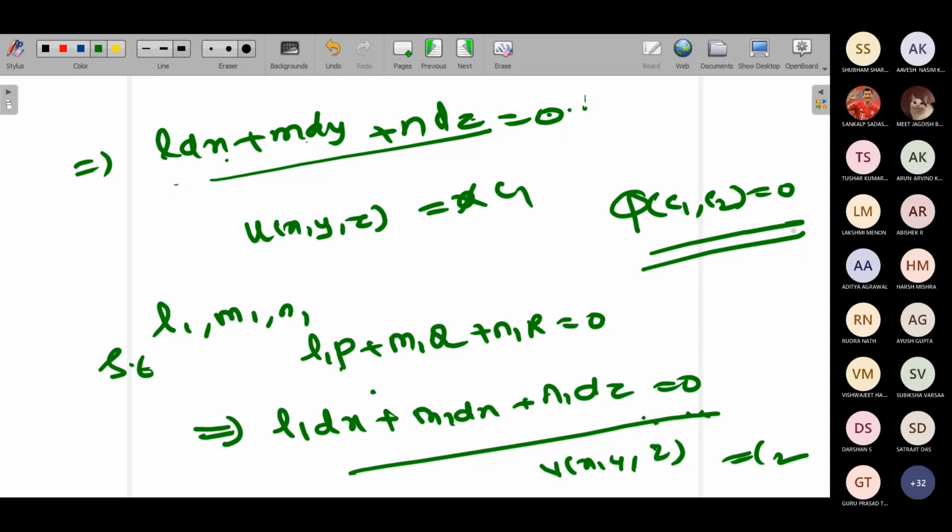What are C1, C2 again? They will be combinations of x, y and z here. Is it clear? Does anyone have any doubts?